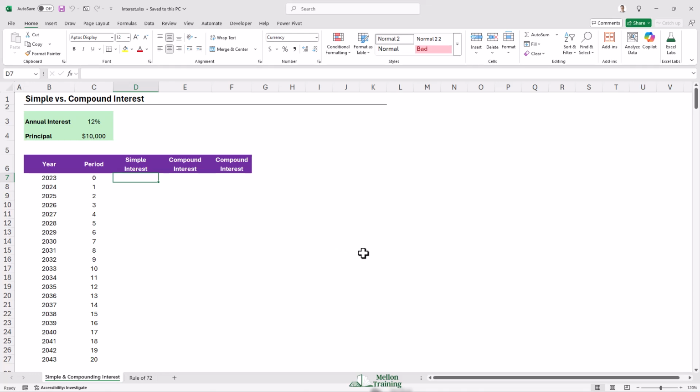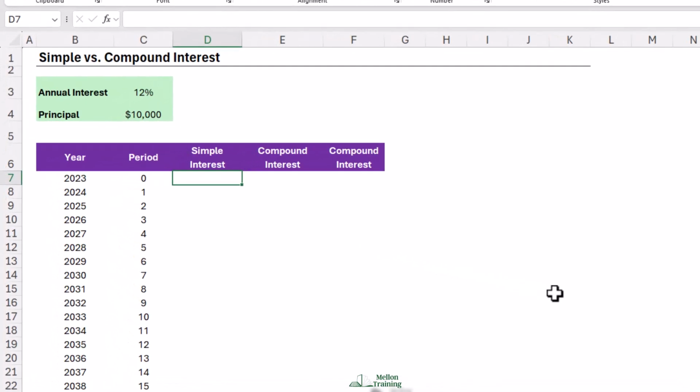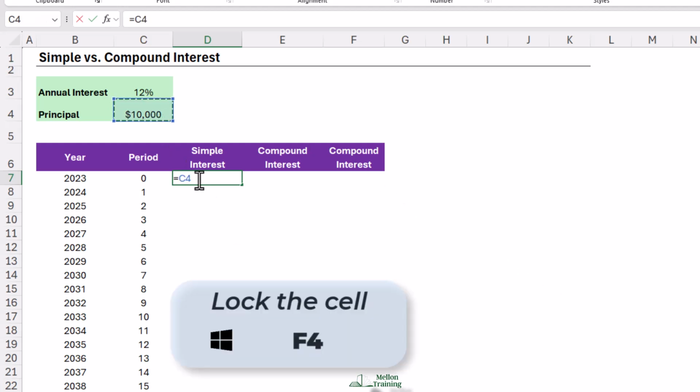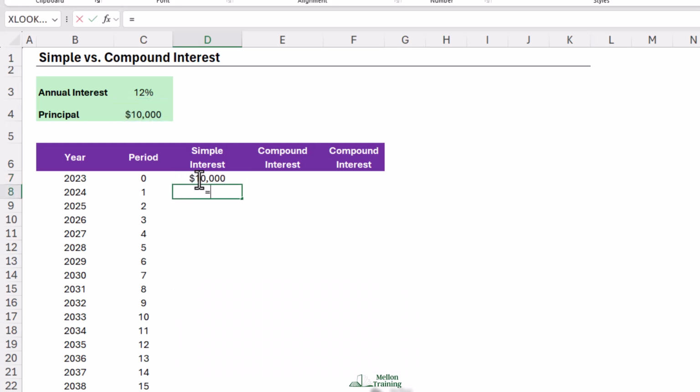Let's click on cell D7. And here we're going to say at the end of period 0, we have $10,000. So equals C4, and we can lock that. Okay? Enter. At the end of year 1, what are we going to have? We're still going to have the 10,000, and we need to lock that. Type the multiplication symbol and open parentheses. So we're going to have 1 plus the interest rate, and we need to lock that. Then times whatever year we're on.